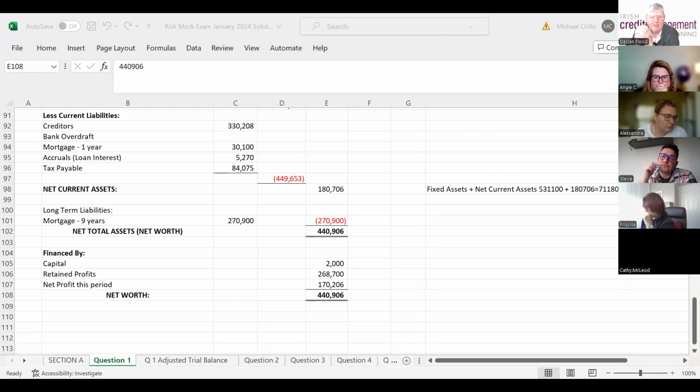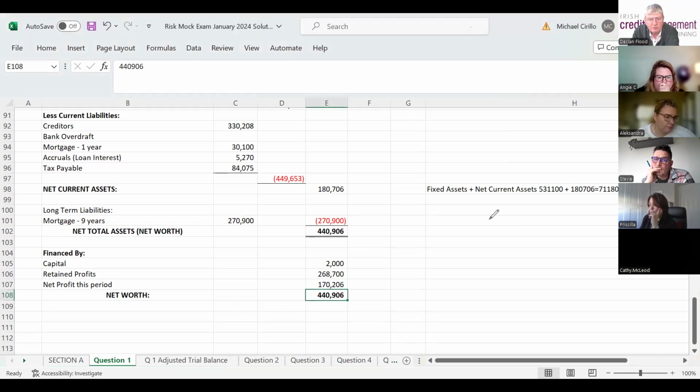Number one is you just subtract one figure from the other. So see, the net total assets is 449.06, and your net worth comes up with a different figure. Just subtract one from the other, and see what the difference is. And maybe look back over your P&L account to see, did you leave something out?